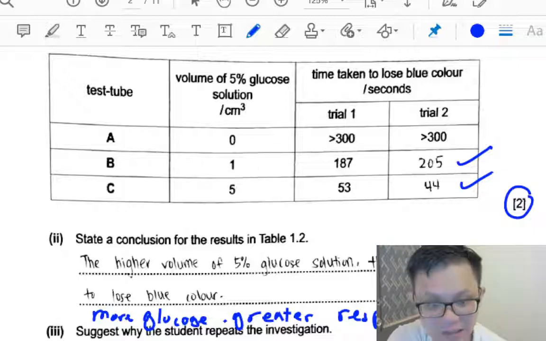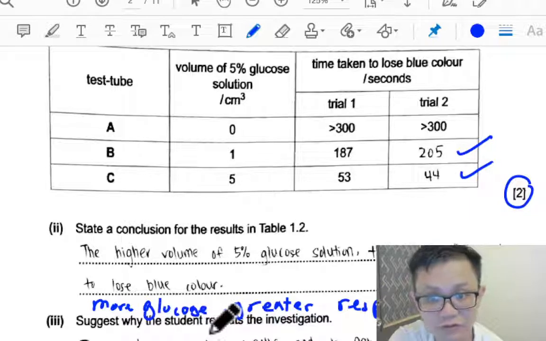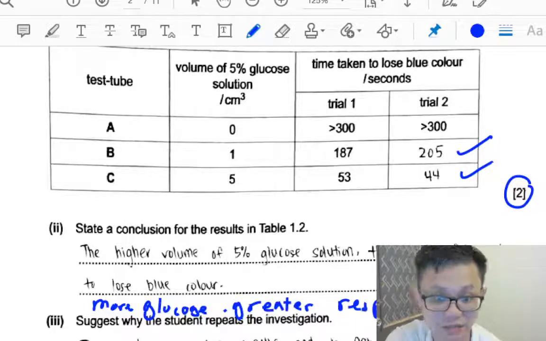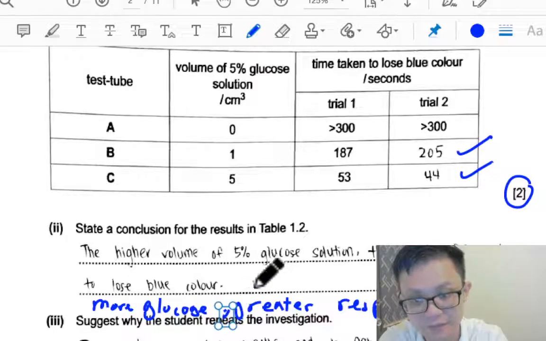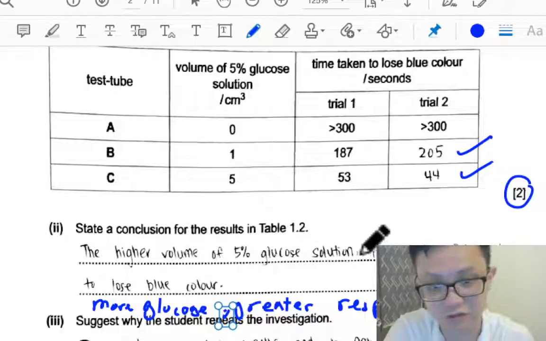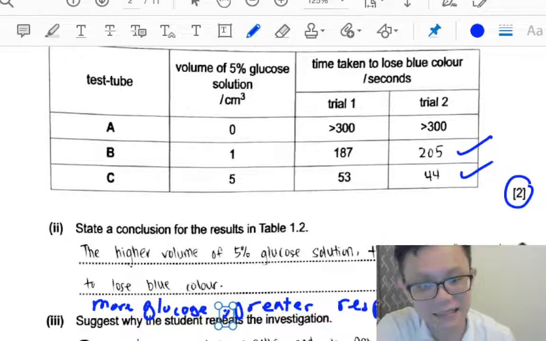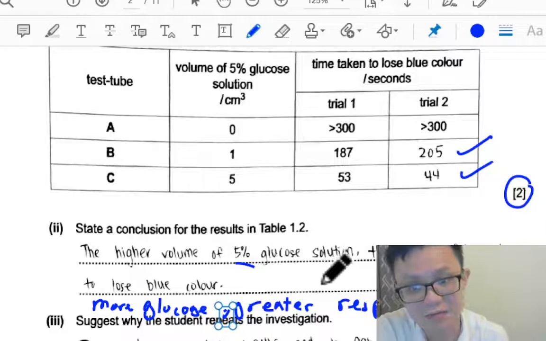This answer, actually I still give a mark. The better answer will be: if there is more glucose, there is greater respiration. That is the answer in the marking scheme. But this one I still give correct. The higher volume of 5% glucose solution. Okay, why do I say that this answer is not that good? Because here the student says 5%.